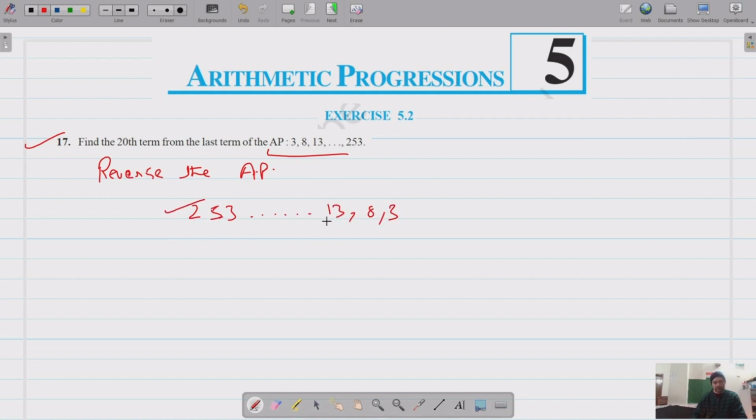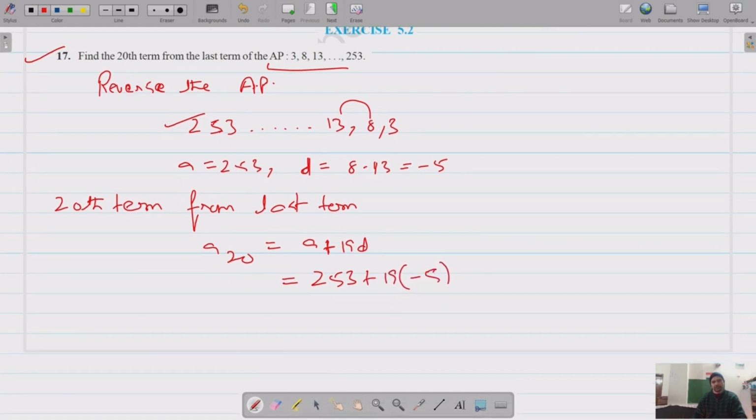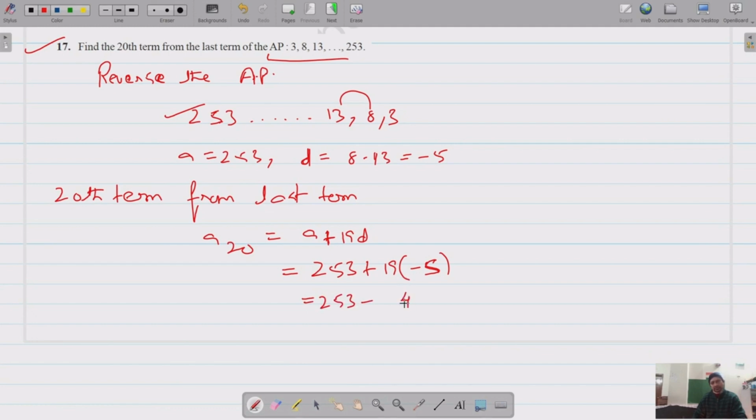Now our first term is 253, and we can use the same formula for the nth term of an AP to find the 20th term. Our A is 253, and how do we find D? It's 8 minus 13, which is minus 5. So for the 20th term from the last term, we use the formula A20, that is A plus 19D. A is 253, plus 19 times minus 5, so 253 minus 95. 13 minus 5 is 8, and 14 minus 9 is 5, so it's 158. So our 20th term from the last term is 158.